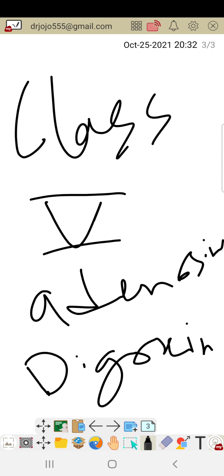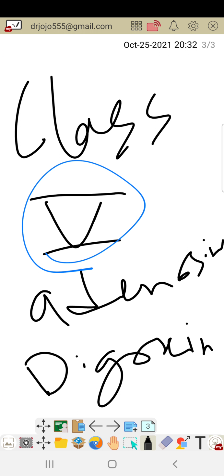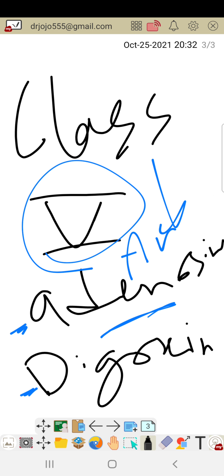Finally, we have class 5, such as adenosine and digoxin, a cardiac glycoside. Adenosine is used in the treatment of paroxysmal supraventricular tachycardia. It decreases conduction through the AV node and prevents the movement of re-entry circuits in the heart.